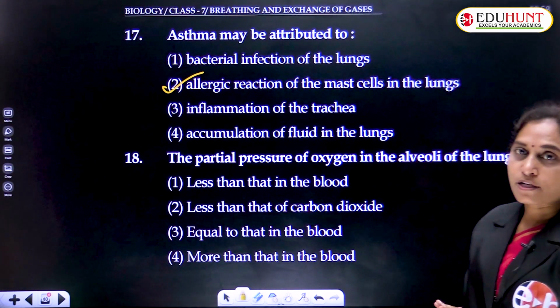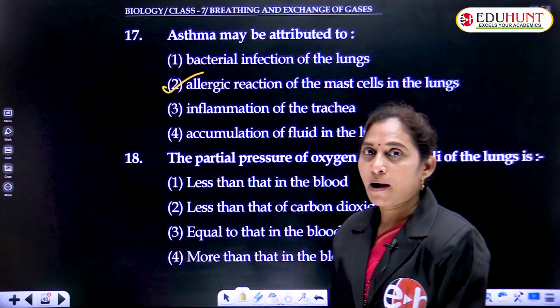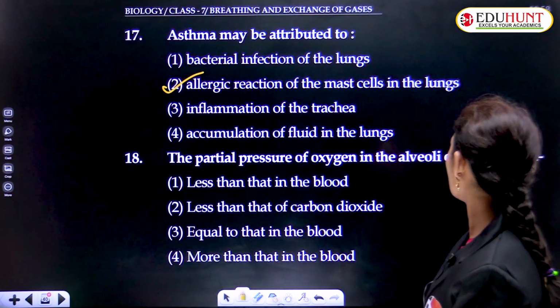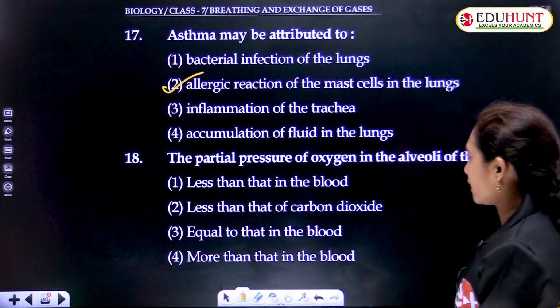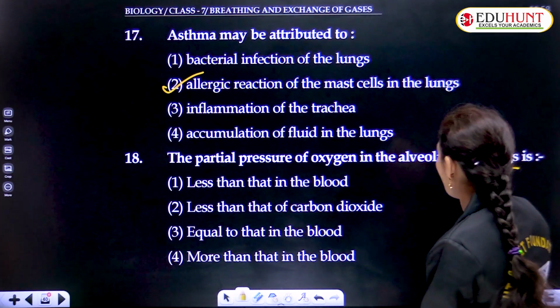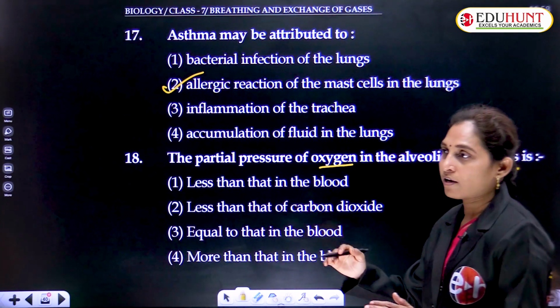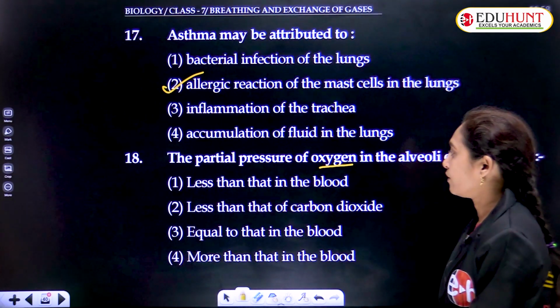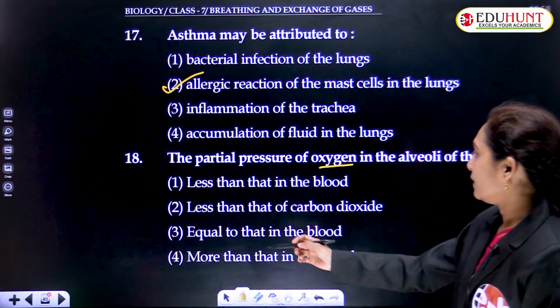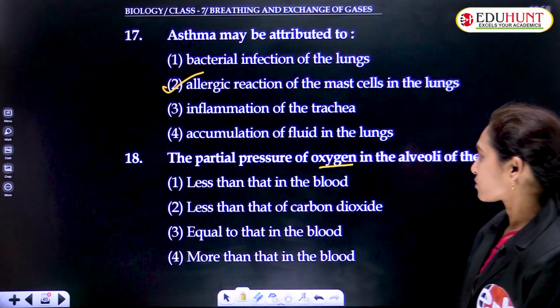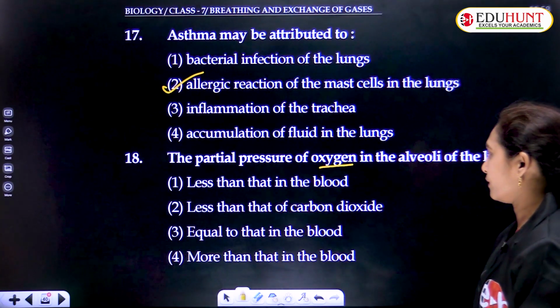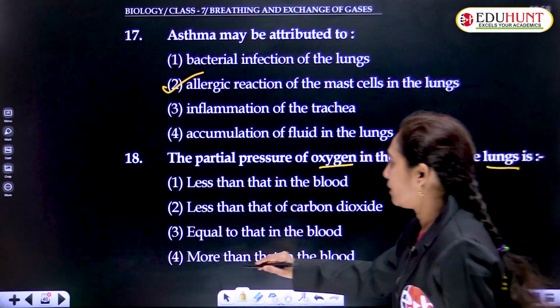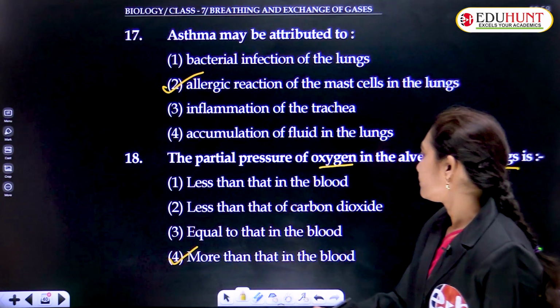The partial pressure of oxygen in the alveoli of the lungs is: less than that in the blood, less than that of the carbon dioxide, equal to that in the blood, or more than that in the blood. It is more than that in the blood.